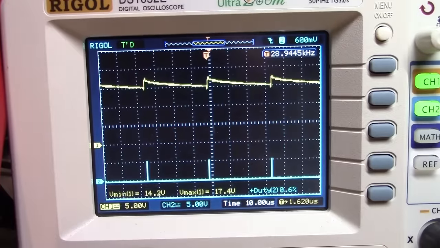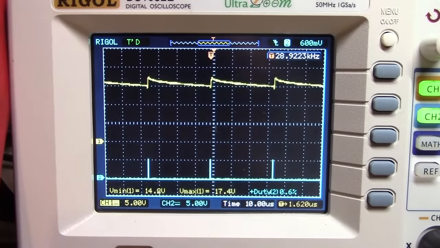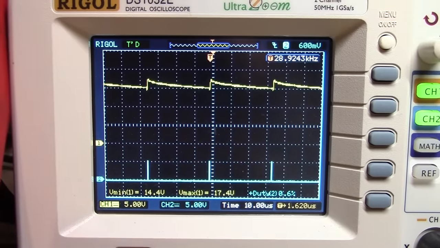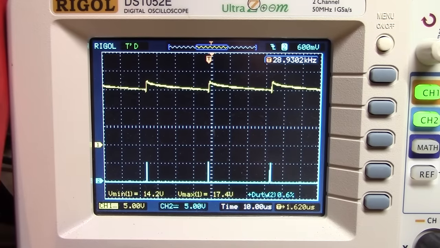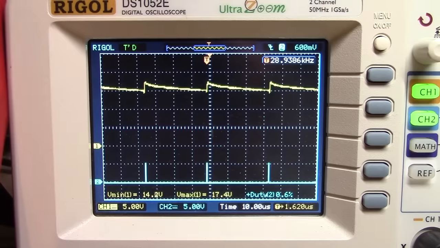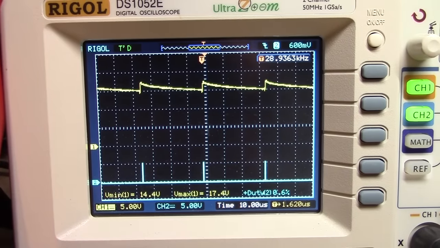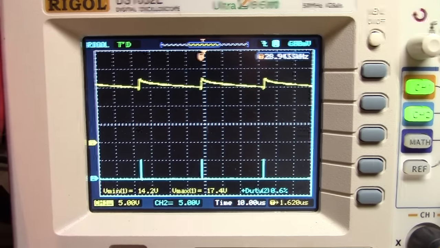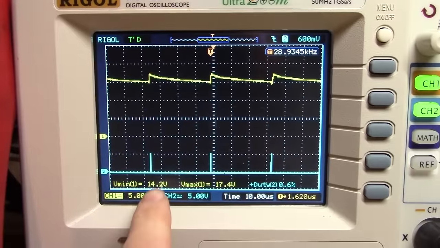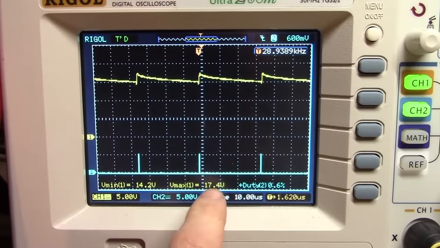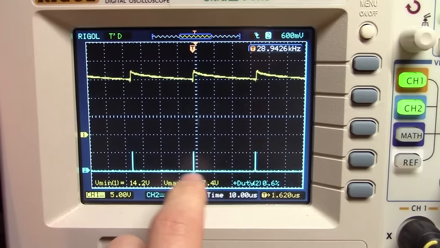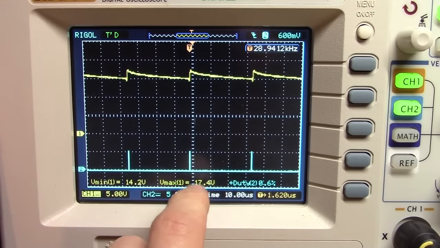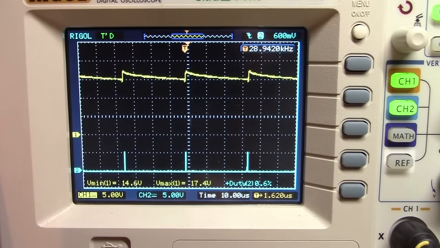And here is the second batch of batteries just connected to the test setup, and we can even more clearly than before see how the desulfation device behaves on a freshly connected battery. So we have a minimum voltage of about 14 volts, a maximum of 17.4, and we can see that the duty cycle is just this little nib, 0.6% or so.